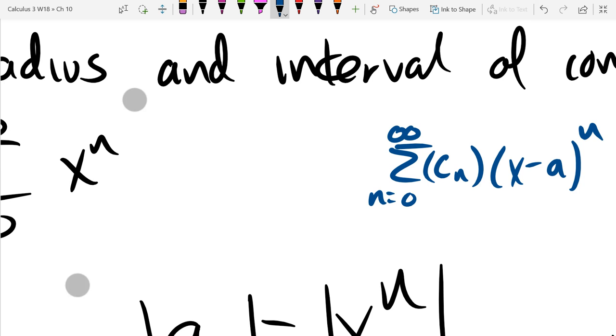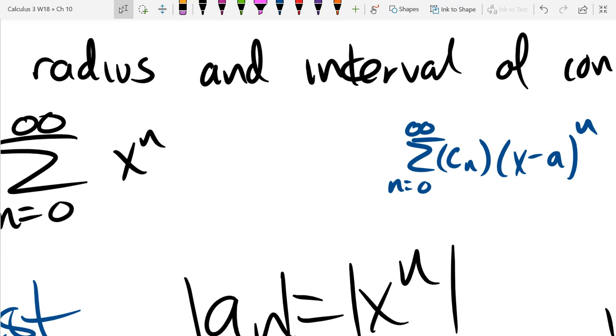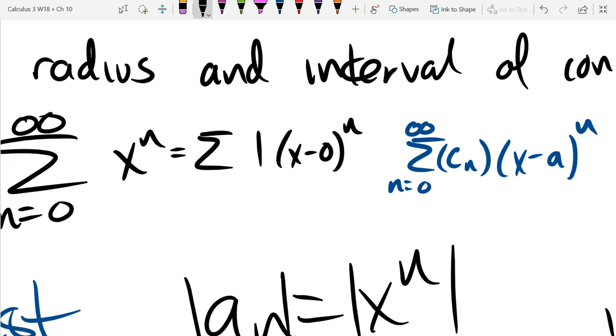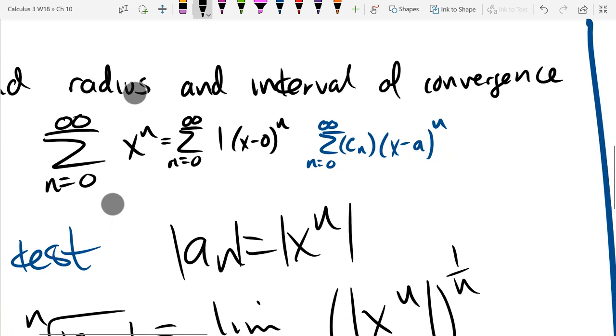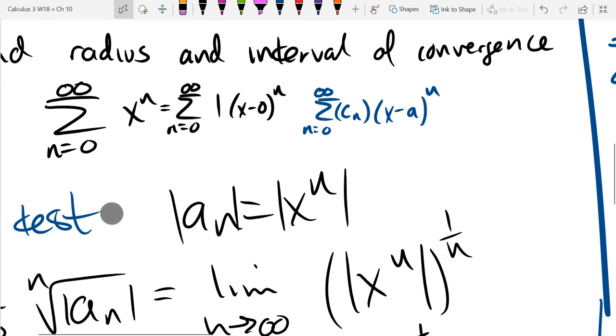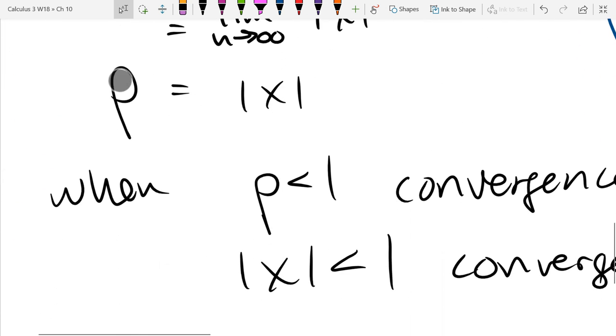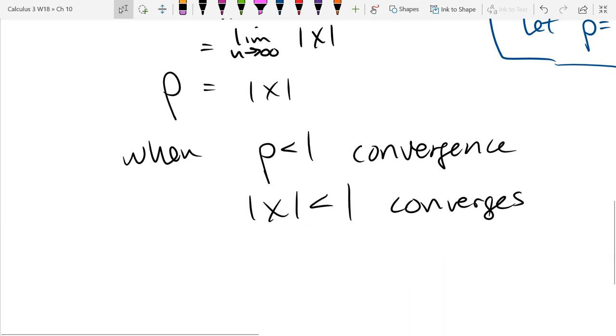All right, what is a? a is 0, so that's the first thing to see. So I could write it as (x minus 0) to the n. What about c_n? c_n is always 1 for this series. All right, so this series is centered at 0, and has a radius of 1. So this is our radius.